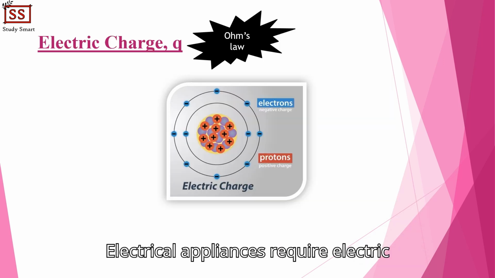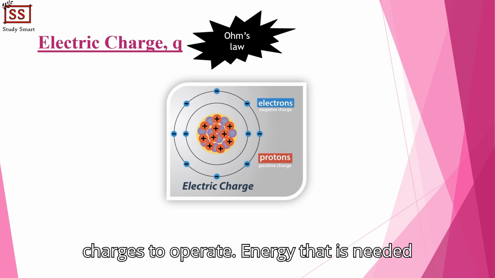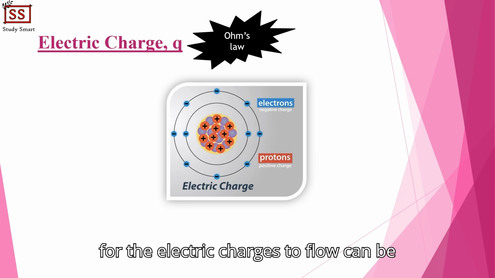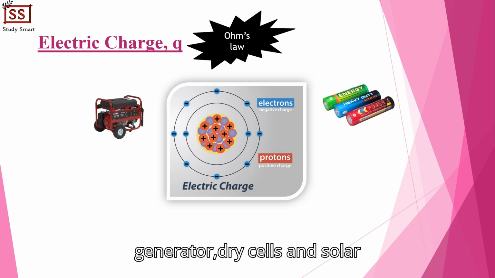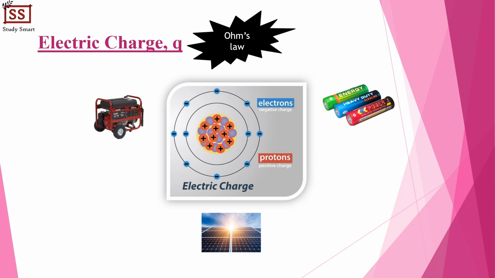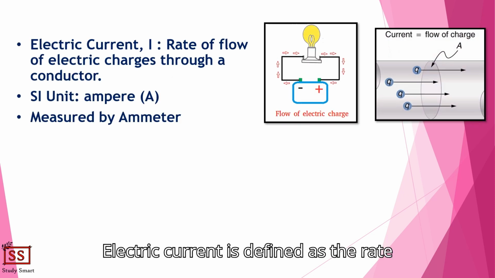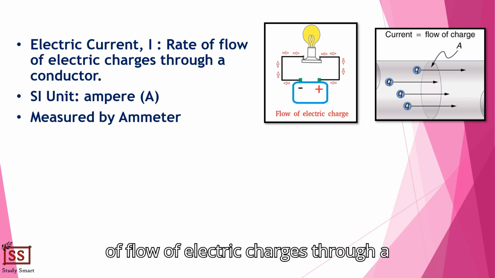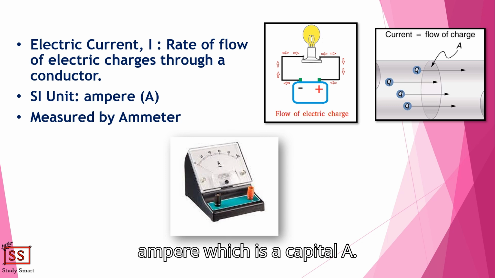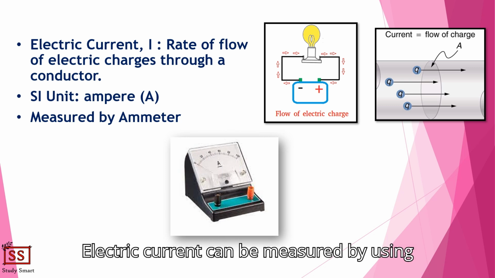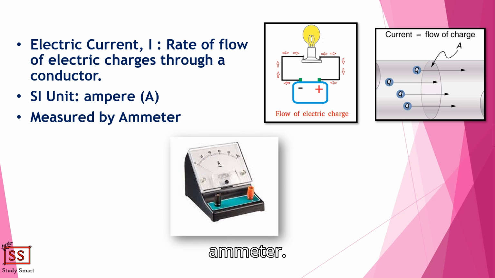Electrical appliances require electric charges to operate. Energy that is needed for the electric charges to flow can be generated from sources such as electrical generators, dry cells, and solar cells. Electric current is defined as the rate of flow of electric charges through a conductor. The SI unit is the ampere, which is a capital A. Electric current can be measured by using an ammeter.